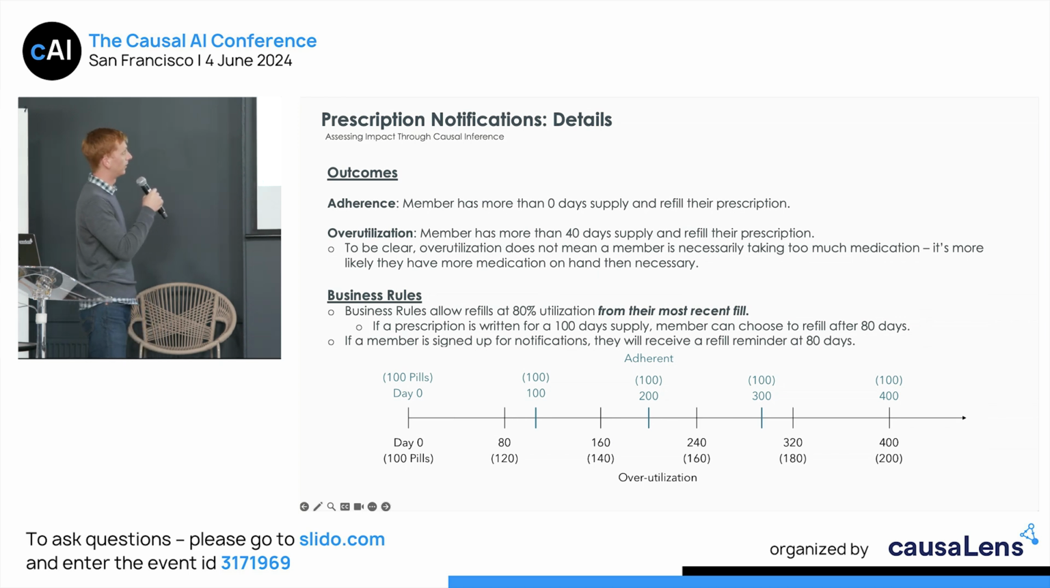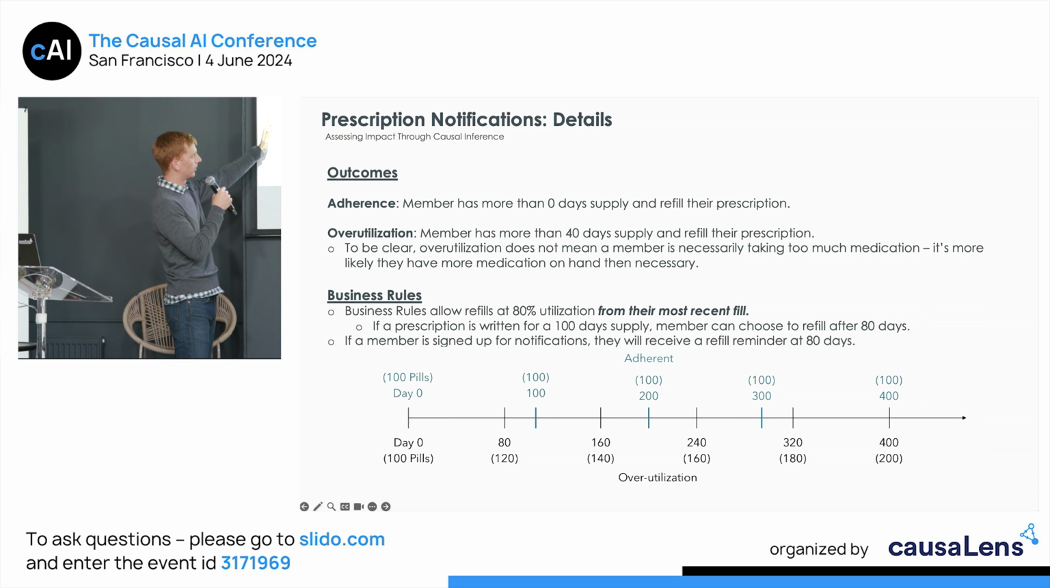In terms of the business rules, how are these refill reminders actually sent, and how do members actually refill these prescriptions? Business rules allow refills at 80% utilization from their most recent fill, which is going to be very essential. If a prescription is written for a 100-day supply, like the ones we have here, a member can choose to refill that prescription after 80 days. If a member signed up for those notifications, they will receive a reminder at that 80th day that their prescription is eligible to refill. Here I've plotted out two potential timelines, one for a perfectly adherent member, and one for a member who's overutilizing medication.